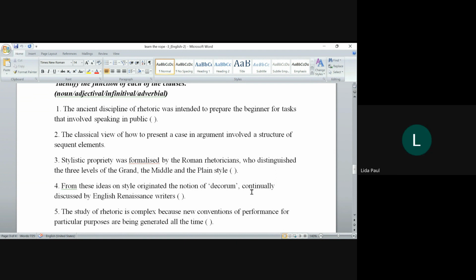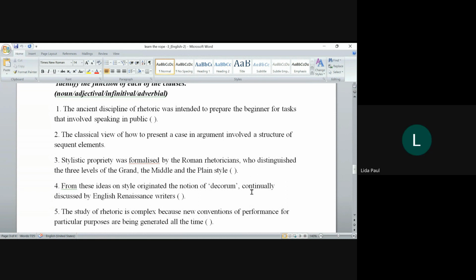Ma'am, the clause will be to present in the. No. We are not done, right? We are still on the first one. We did not decide what the type of subordinate clause is for the first one. For the second subordinate clause, "that involved speaking in public." Okay. Anyone? Question, ma'am? First question. Yeah, what did you ask, ma'am?